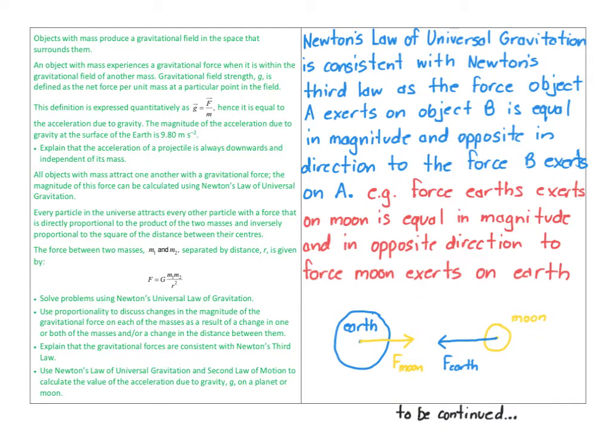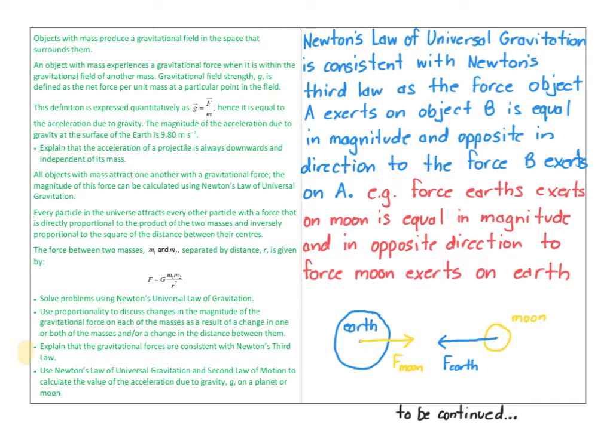So in this slide, we're really just focusing on this point here: explain that the gravitational forces are consistent with Newton's third law. Newton's law of universal gravitation is consistent with Newton's third law as the force object A exerts on object B is equal in magnitude and opposite in direction to the force B exerts on A. Now, if that seems a bit wishy-washy, not real clear, a bit confusing, think of a specific example. The force the Earth exerts on the Moon is equal in magnitude, so equal in size, and opposite in direction to the force the Moon exerts on Earth.